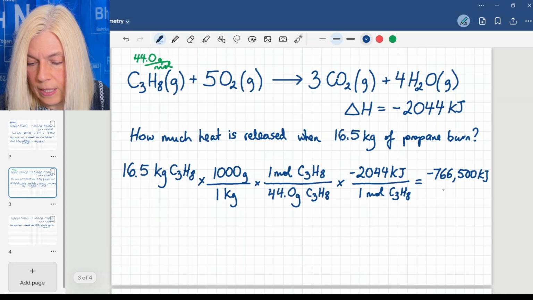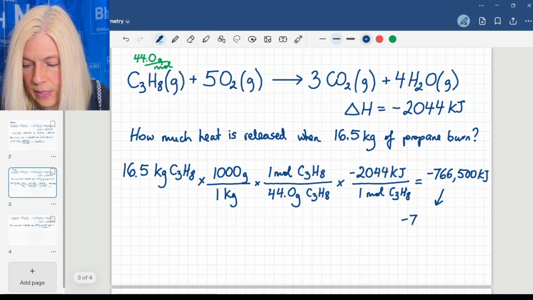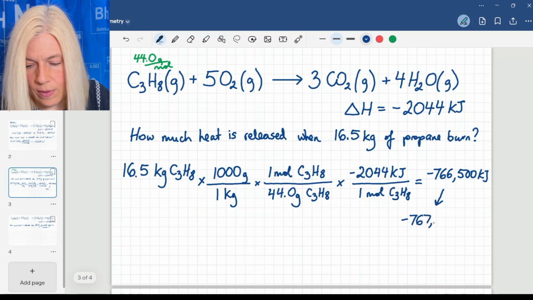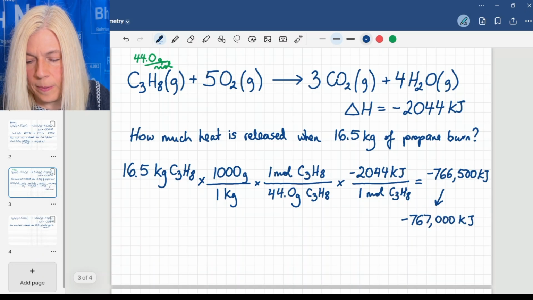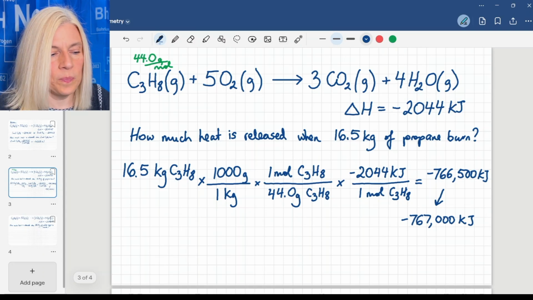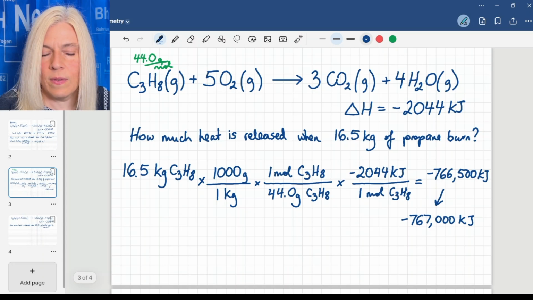And we need 3 sig figs. Yes, 3 sig figs. And this will be negative 767,000 kilojoules. That's a lot of propane, so that's a lot of energy. Okay? We got this. So if you have grams given, change it to moles, and then use that information given.